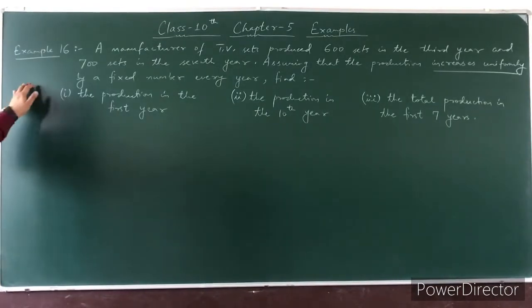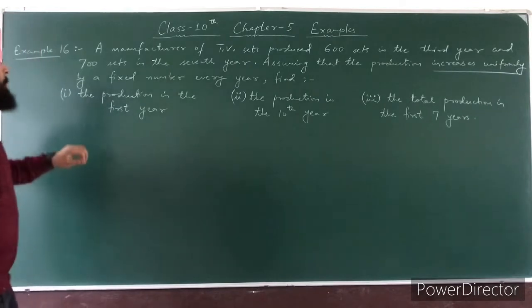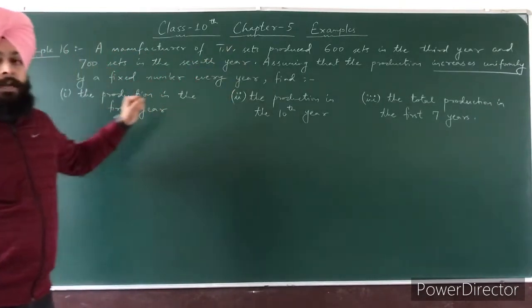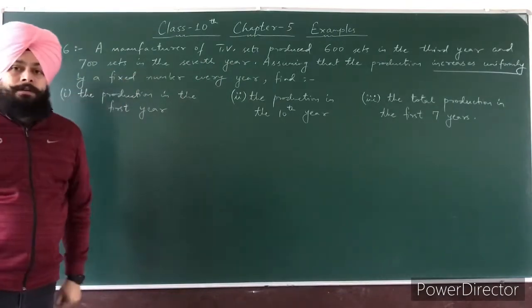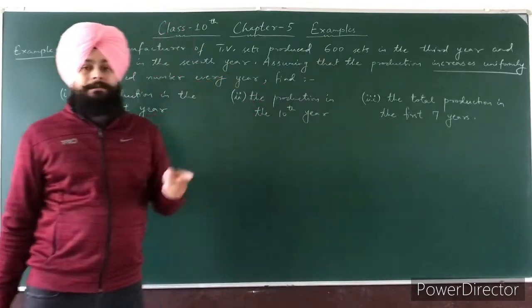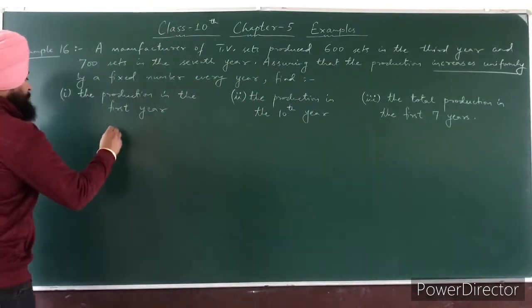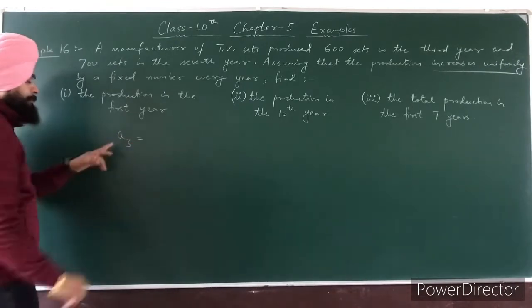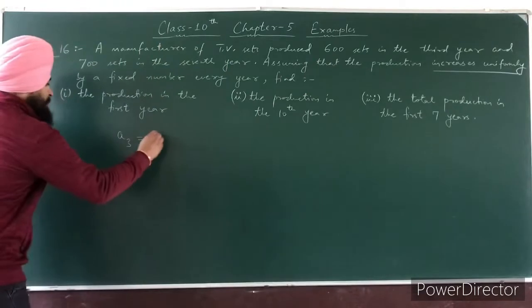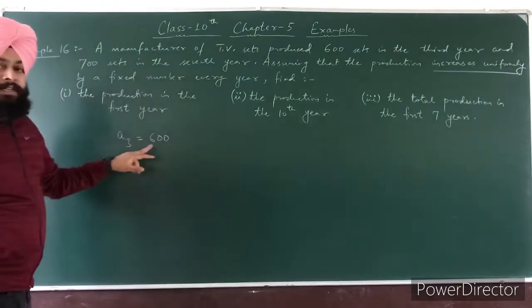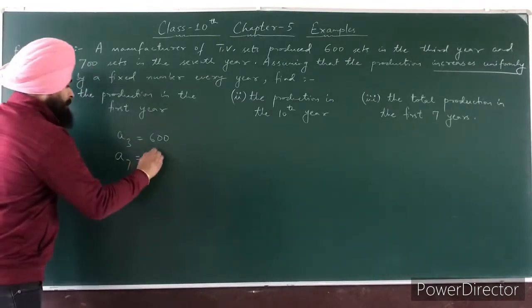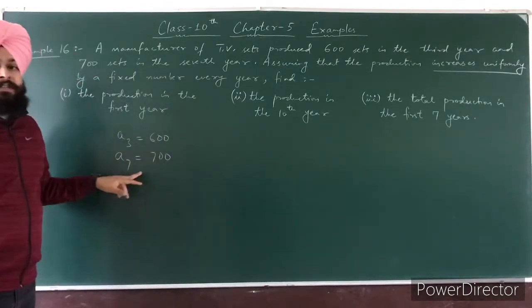Now see the last example number 16 of this chapter. A manufacturer of TV sets produced 600 sets in the third year and 700 sets in the seventh year. So in the third year they produced 600 sets, so the value of A3 is 600, and in the seventh year they produced 700 sets. It means the value of A7 is 700.